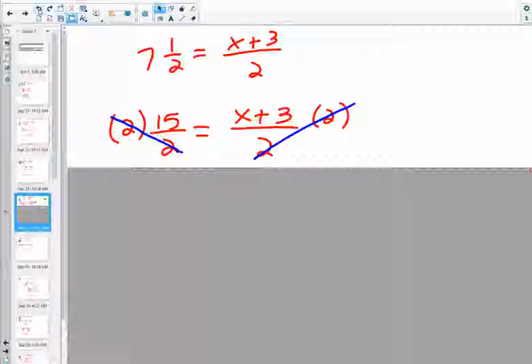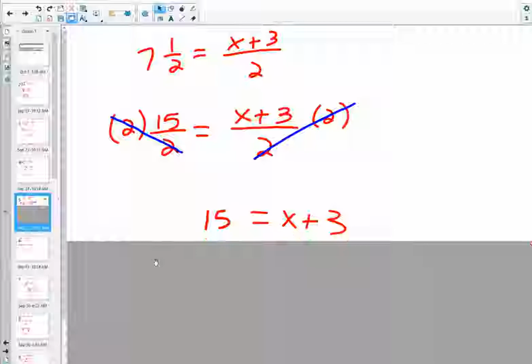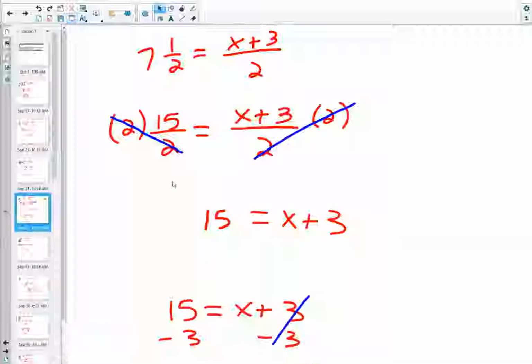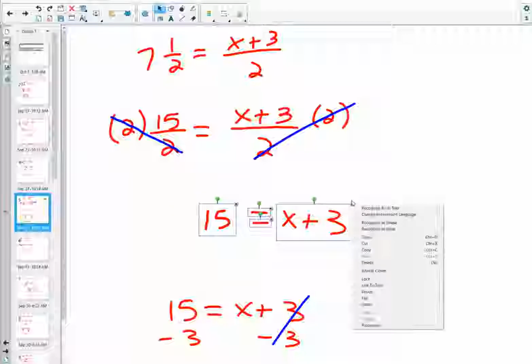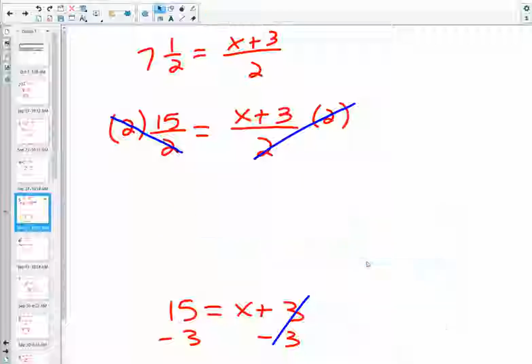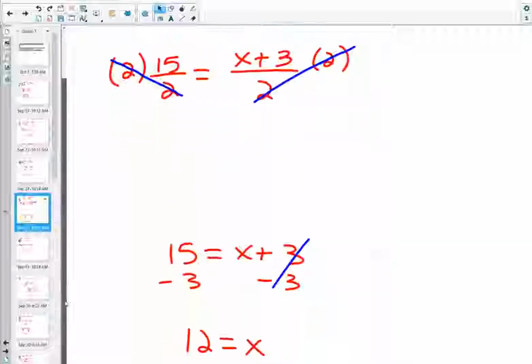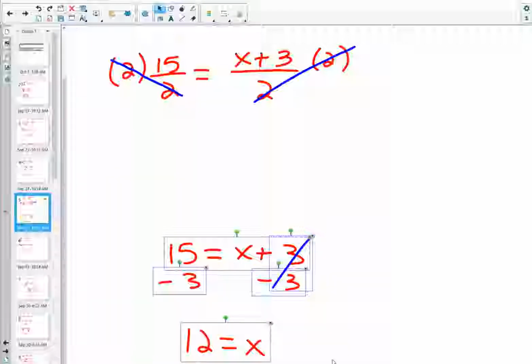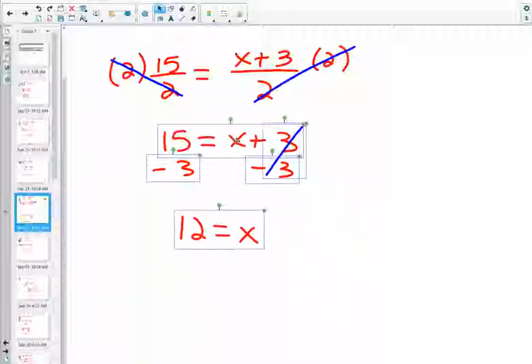Oh, snap. So then, Justin, what we have left is 15 is equal to x plus 3. So what's my last step then, Justin? Subtract 3 from both sides. x equals 12. Oh yeah.